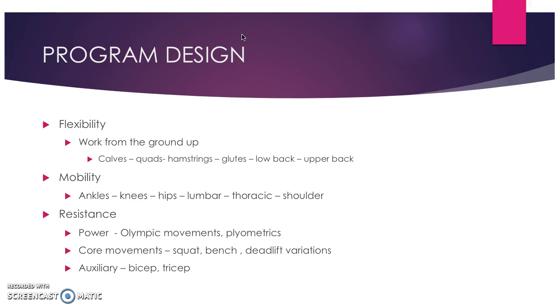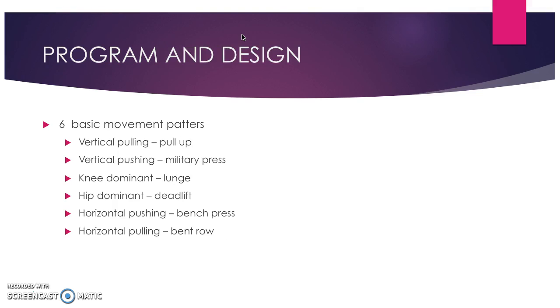Resistance: power, core movements and auxiliary. So power, Olympic movements or plyometrics. Core movements, squat, bench, deadlift variations. Auxiliary, bicep, tricep. So working from gross motor movements, so total body movements, down to specific body movements.